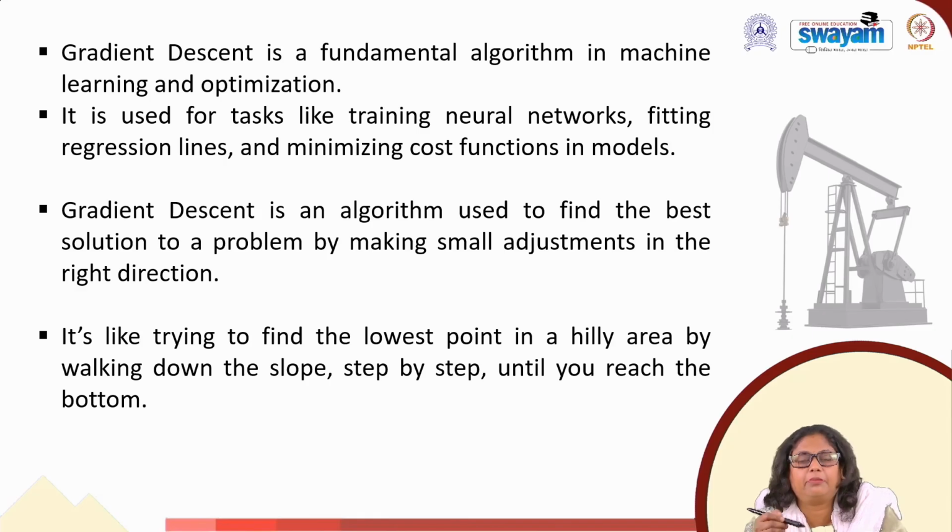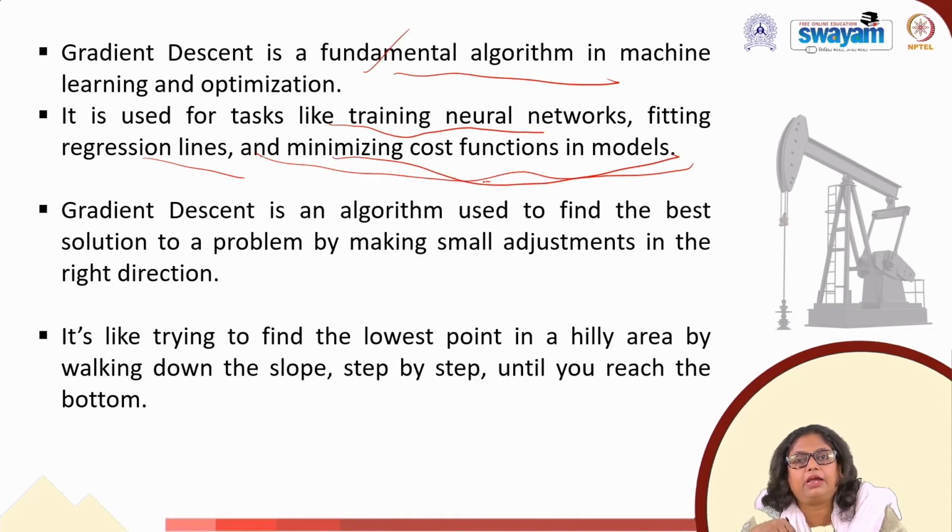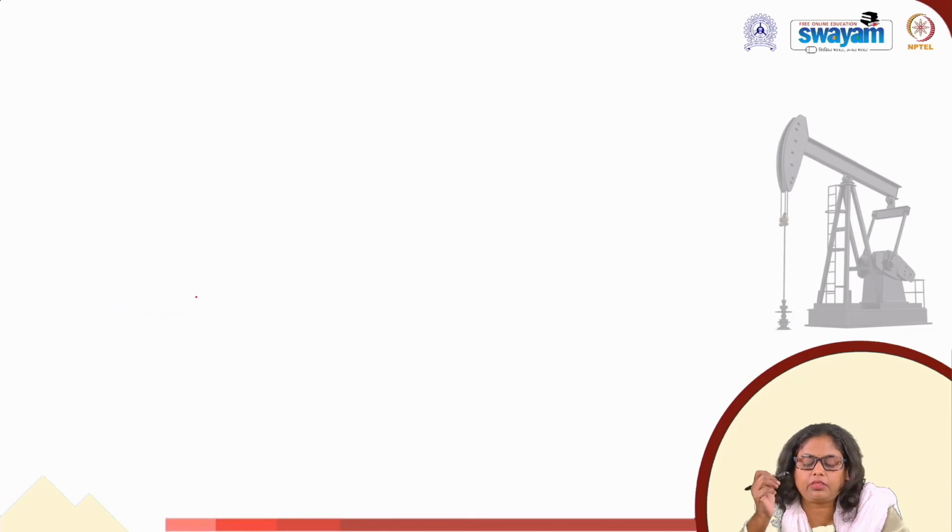Gradient descent is a fundamental algorithm in machine learning and optimization. It is used for tasks like training neural networks, fitting regression lines, and minimizing the cost function in the model. That is what we are going to discuss: minimizing the cost function in the model. What is the cost function? We are very clear about the cost function from all the previous discussion. Gradient descent is an algorithm used to find the best solution to a problem by making small adjustments in the right direction.